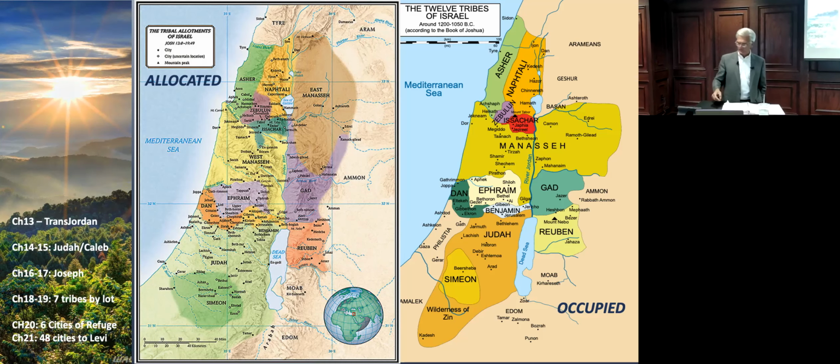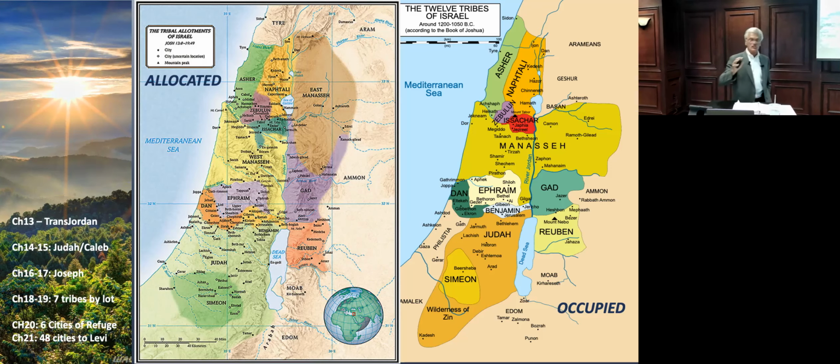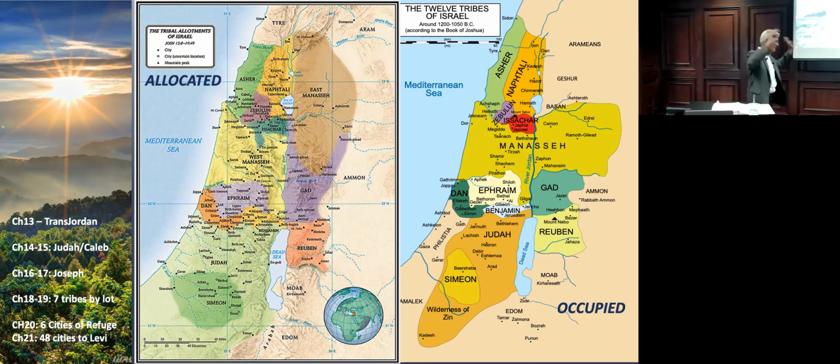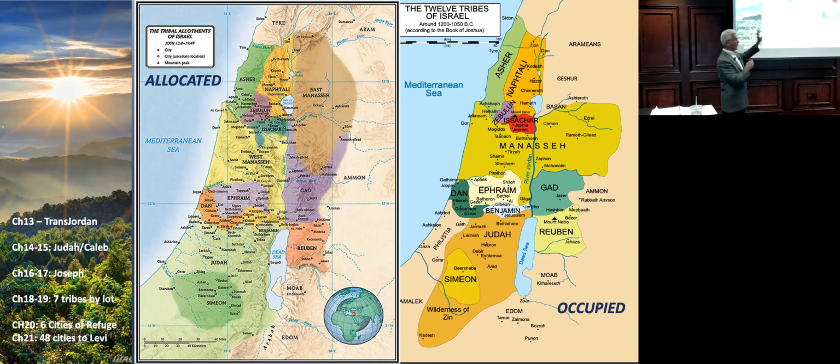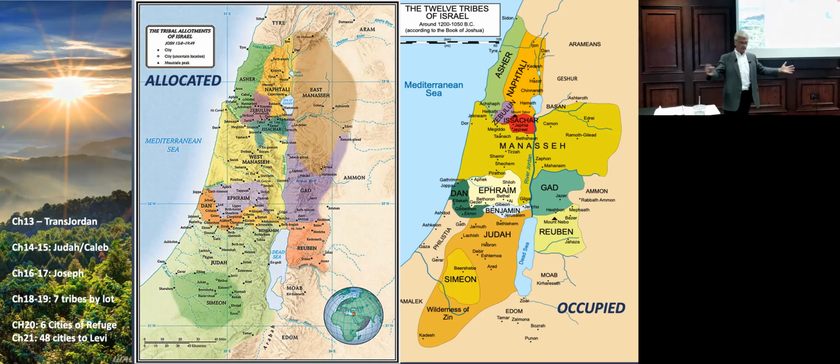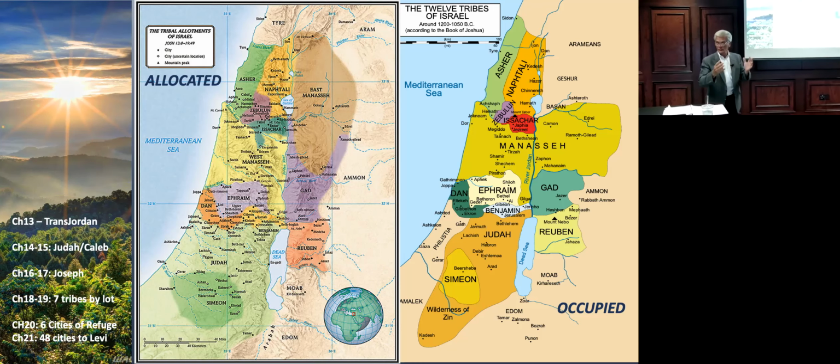Well, at this point, chapter 18 begins. They actually changed the seat of government. That could have taken 6 months, a year, I don't know how long, but they had to move the whole camp. You got 1.5 million people. They had to move the camp from Gilgal over to Shiloh.